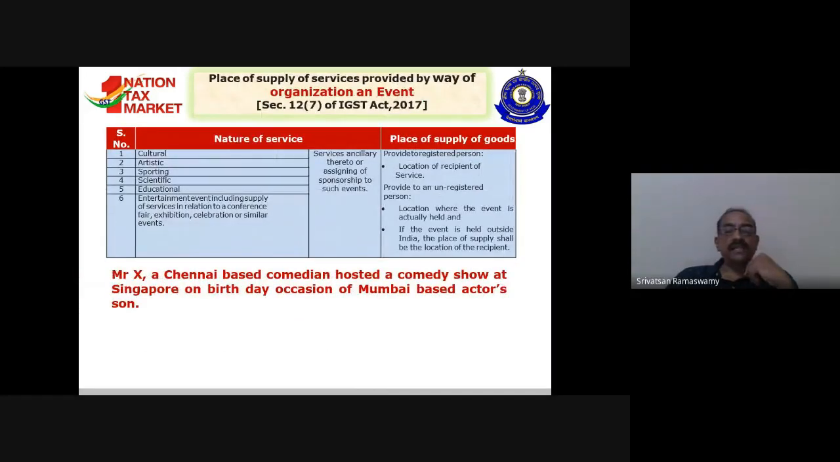Right. The next example is hosting an event. Mr. X at Chennai is a comedian who has hosted a comedy show in Singapore, outside India, on the birth occasion of a Mumbai-based actor's son. Okay, so here the place of supply will be the location of the recipient of service, because he is outside India, and the recipient of service is the Mumbai-based actor, and the place of service is Mumbai. So it becomes an interstate transaction.